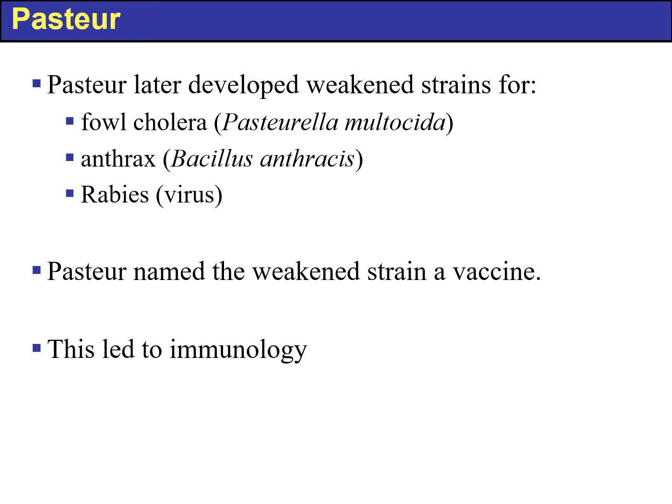Pasteur later developed weakened strains for fowl cholera, anthrax, and rabies. These weakened strains would eventually be used as vaccines. So he named these weakened strains a vaccine. This led to the entire field of immunology. Immunology is the study of the immune system and how it controls and kills organisms that are foreign to the body.